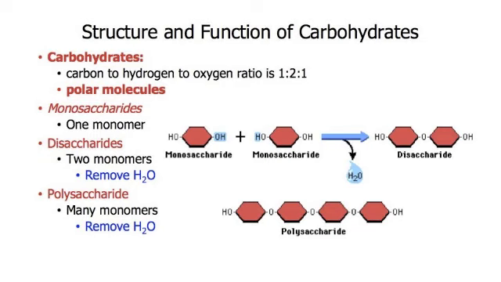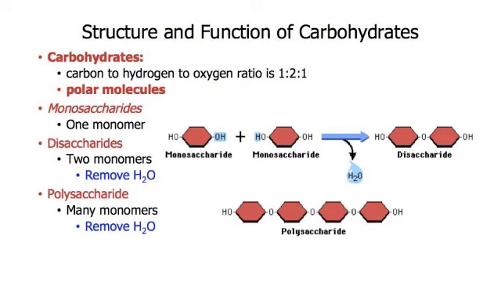For instance, the molecular formula for glucose is C6H12O6. That means 6 carbons, 12 hydrogens, and 6 oxygens. And as detailed on this slide, simple sugars such as monosaccharides can be dehydrated and create longer chains of sugars such as disaccharides and polysaccharides. So by removing one molecule of water, we can link together 2 monosaccharides and form a disaccharide.